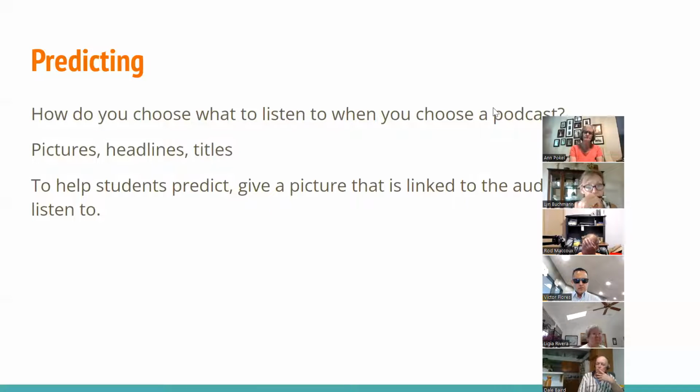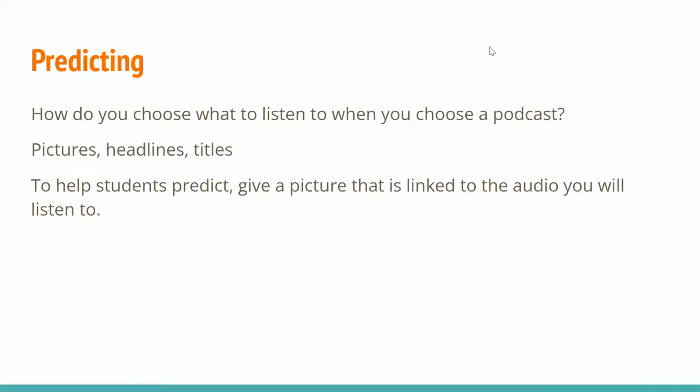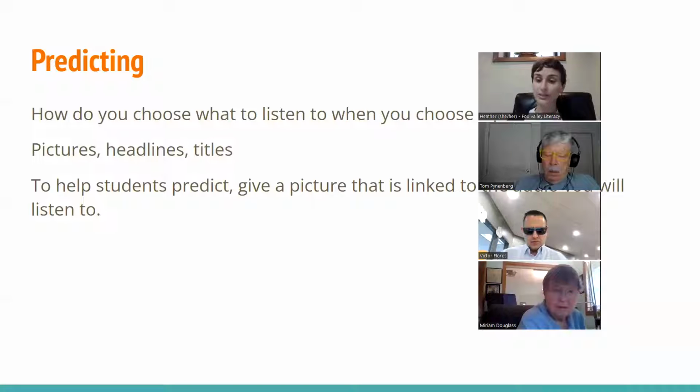So to help your students with prediction, you can give a picture that is linked to the audio that you'll listen to, or you could just give a headline or the title. And then you can ask them to imagine, what do you think we're going to hear about? Based on this picture, based on the title. What are some of the things that you think we might hear about today?